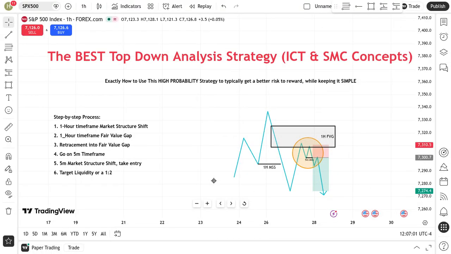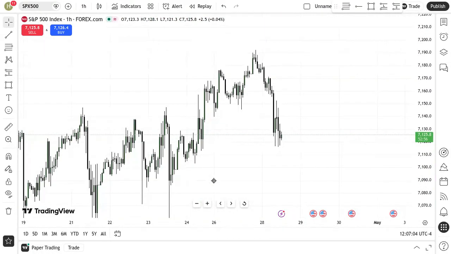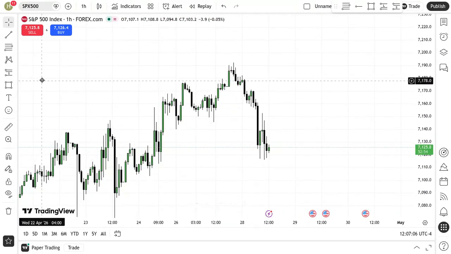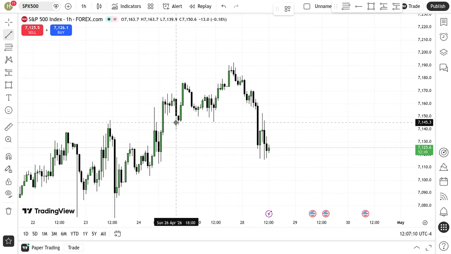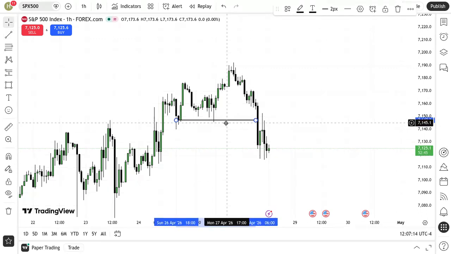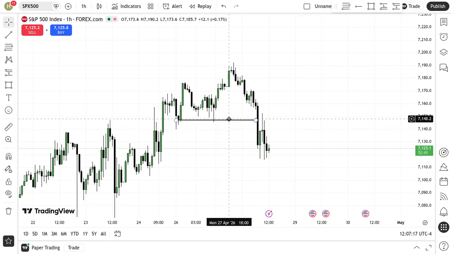Now let me show you a real life chart example where this played out recently. So remember, you look for a market structure shift first of all on the 1 hour time frame. Do we see a market structure shift on the 1 hour time frame? We do. We see a bearish market structure shift right here on the 1 hour time frame.